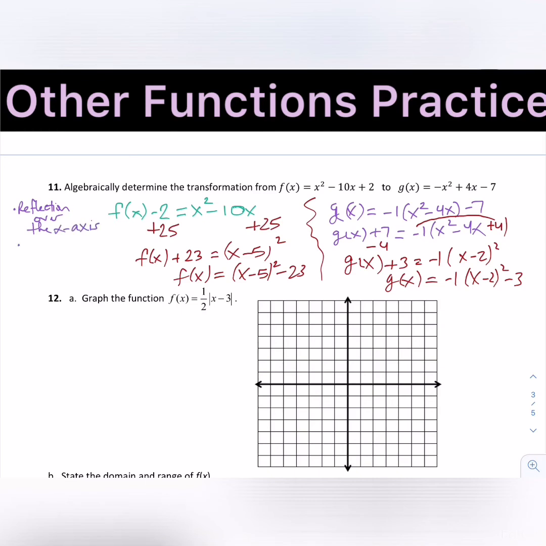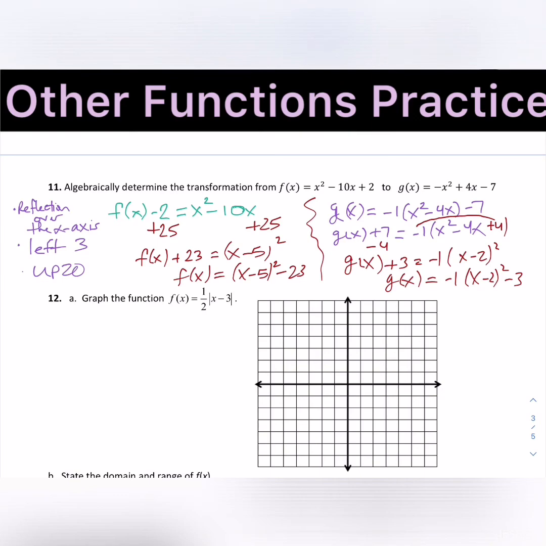Now, let's look at the shift. So we went from -5 to -2. So we added 3 values inside the parentheses. So it's going to move left 3. And then lastly, we're going to look at the number. So it went from -23 to -3. That looks like it goes up by 20. So we are going to go up by 20, and that's going to be the last part of this question.